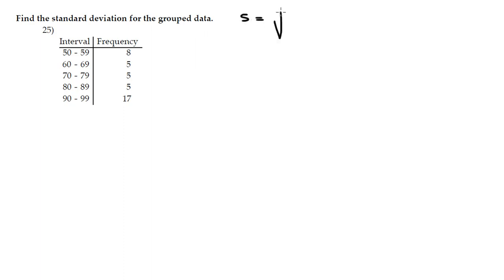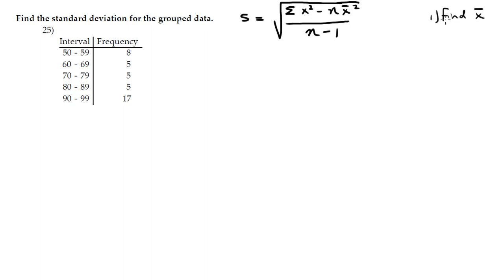S equals the square root of the sum of the x squareds minus n times the mean squared, all over n minus 1. That's the shortcut formula, the simplified formula that the book gives. This is the formula we'll use to find the standard deviation here. So the first thing I want to do is find the mean, x bar.